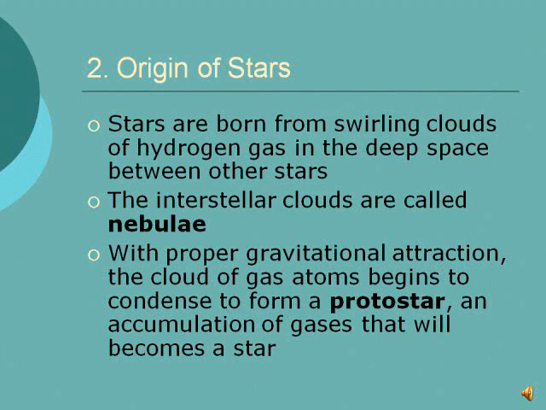The origin of stars. Stars are born from swirling clouds of hydrogen gas in the deep space between other stars. The interstellar clouds are called nebulae. With proper gravitational attraction, the cloud of gas atoms begins to condense to form a protostar, an accumulation of gas that will eventually become a star.